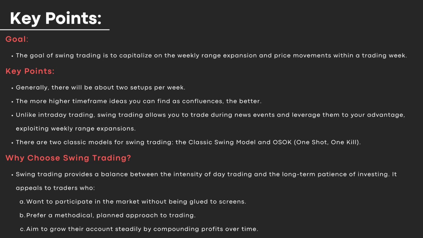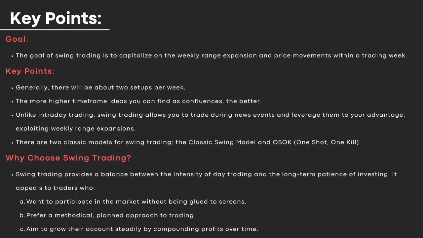Now that we've discussed the key characteristics of swing trading, let's talk about the two different models or approaches to swing trading. There are mainly two approaches. First of all, we've got the classic swing model, right, which basically focuses on capturing the monthly range expansions. And then we've got the one shot, one kill model, which is a more precise approach, and essentially it targets a single high probability move within the week, and it focuses on exploiting and capitalizing on the weekly range expansion.